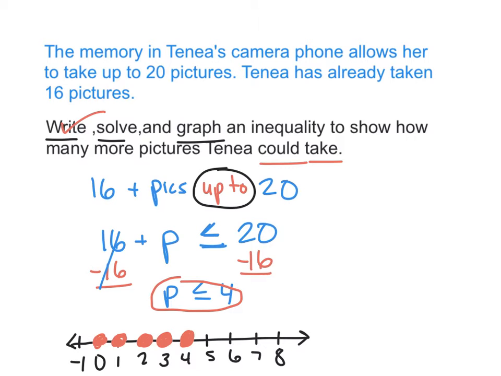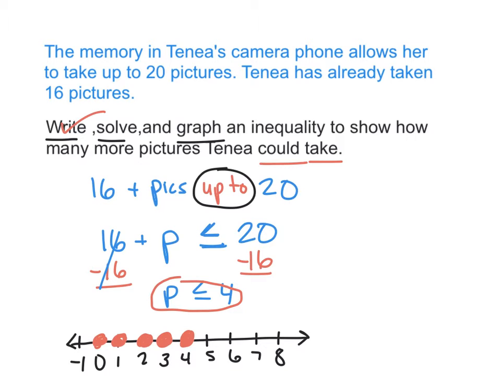And so as it turns out, this particular graph only has 5 dots. She could take 0, she could take 1, she could take 2, she could take 3, she could take 4. We're not going to be able to shade this whole thing in because she can't do the negatives and she can't do the fractions. Cameras don't work that way.